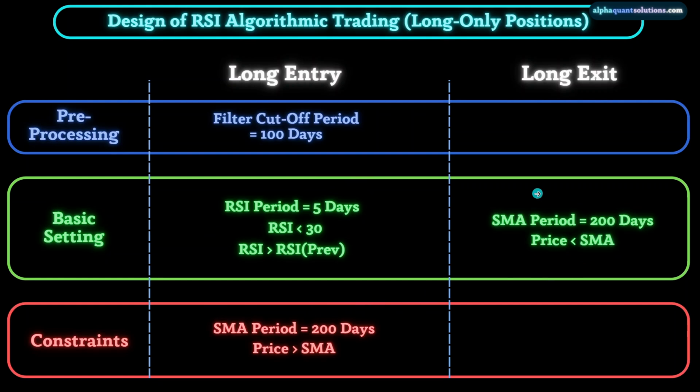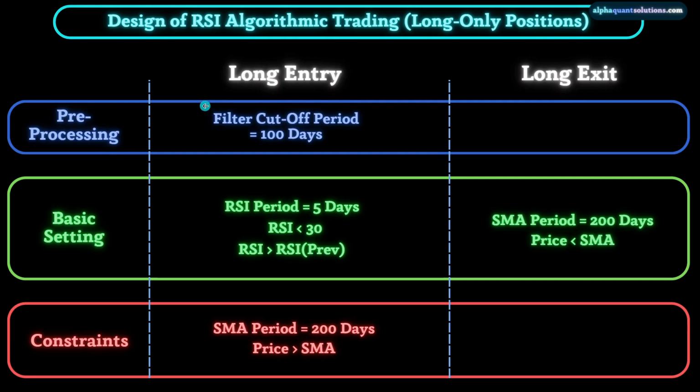For the exit of the algorithm, so basically closing the long position, it's very simple in this case. As soon as the unfiltered price drops below the 200 days SMA, then we close the trade.